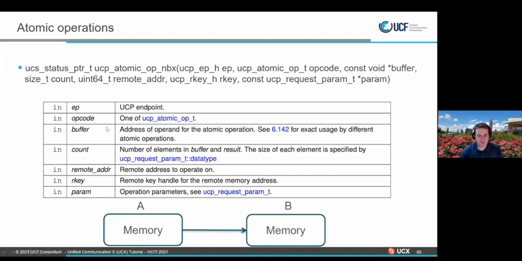You have the buffer that specifies the address of the operand that you're using, and then also a size or count variable. Again, everything else looks pretty much the same. You have this remote address associated with your remote worker, and then the key handle that specifies, okay, this is the memory buffer that I want to update.